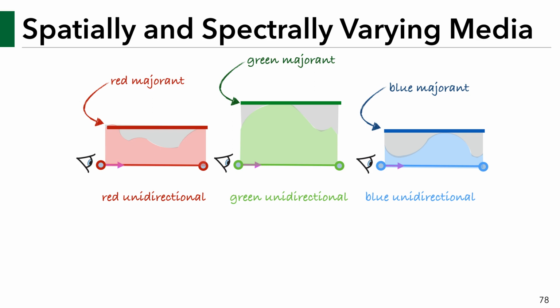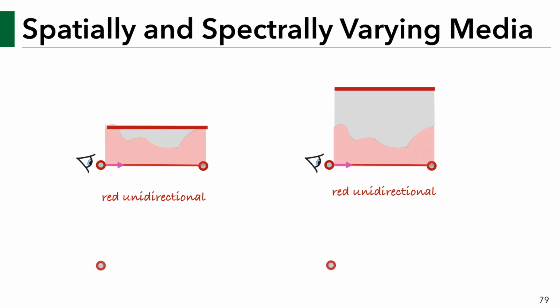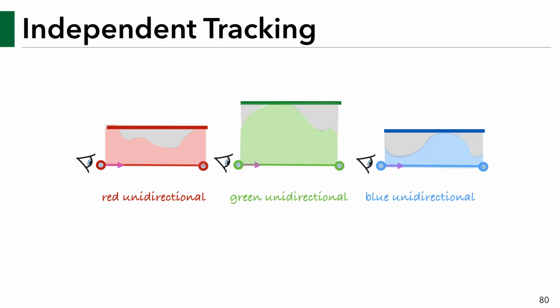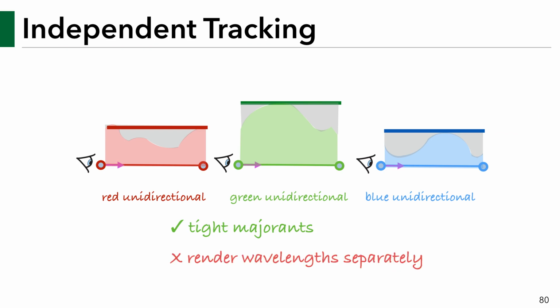We call a majorant tight if it's the smallest majorant that would homogenize a medium. We usually want tighter majorants since the higher the majorant, the shorter the sample distance is, and therefore the more expensive the sampling routine. The simplest way to handle these scenes is to render each channel independently using a tight majorant. Although independent tracking avoids conservative majorants, it has to render each wavelength separately, and this introduces color noise.